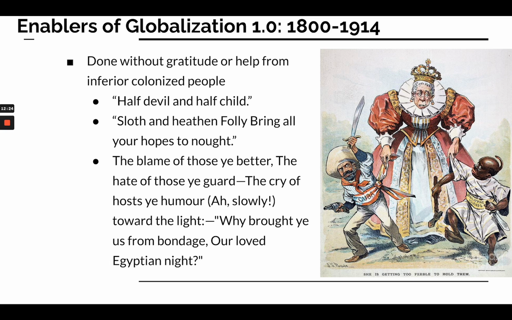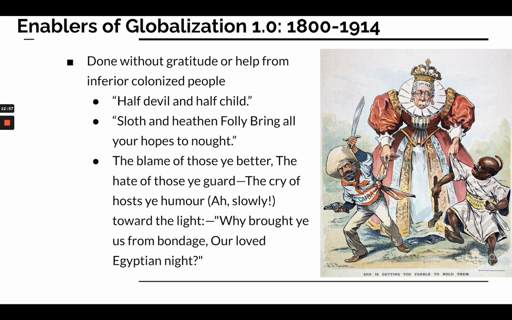And last here, the blame of those ye better, the hate of those ye guard. And so the people that you're improving, that you're bettering, the people that you are guarding will blame you and hate you. The cry of hosts ye humor. And humor here means to indulge somebody, to put up with them. The cry of hosts ye humor, off slowly toward the light, and of course the light being that enlightened Western civilization. Why brought ye us from bondage, our loved Egyptian night?